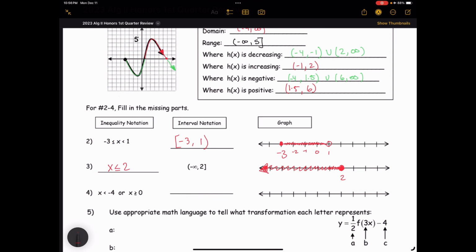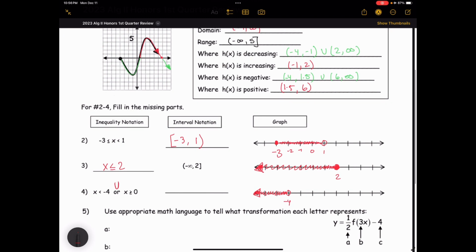Number 4. We have 2 sections here, the "or," right? So there's definitely going to be a union. So we're saying x is less than -4, or x is greater than or equal to 0. So if we call this -4, it's an open circle because it's strictly less than, and we want everything smaller or less than -4, and then 0 or bigger. So -3, -2, -1, 0. So we're including 0, and we want everything bigger than 0.